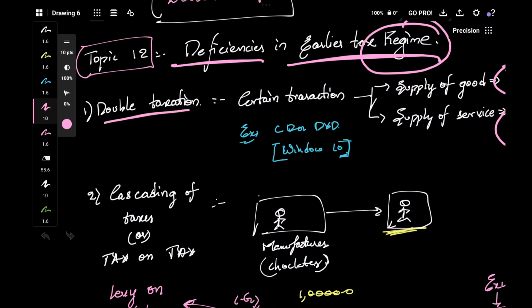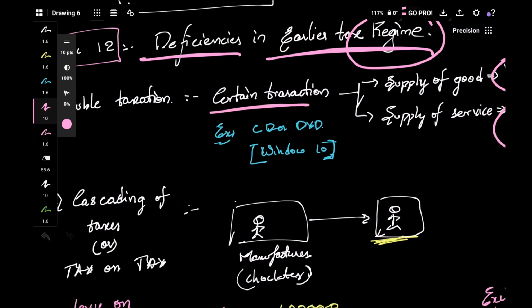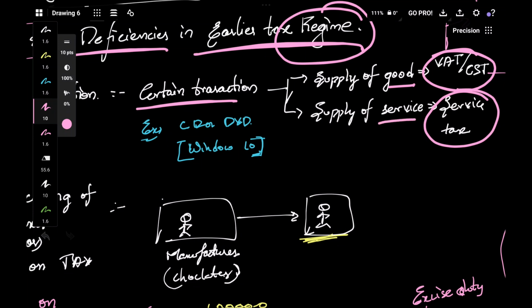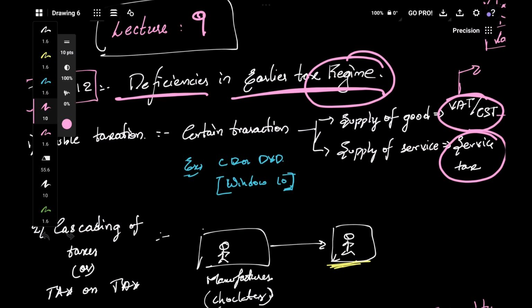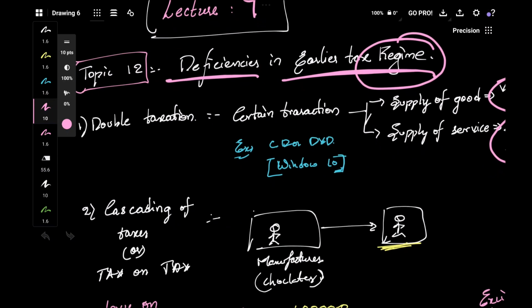The first one is double taxation. Double taxation is when certain transactions are regarded as both a supply of goods and, at the same time, a supply of service. One example is software, like software DVDs. These software DVDs were regarded as both supply of good and supply of service at the same time. Because it is regarded as supply of good, VAT and CST is applied on the sale, and because it is regarded as service, service tax is applied on that. In this way, a single transaction is taxed twice. That's a big problem.